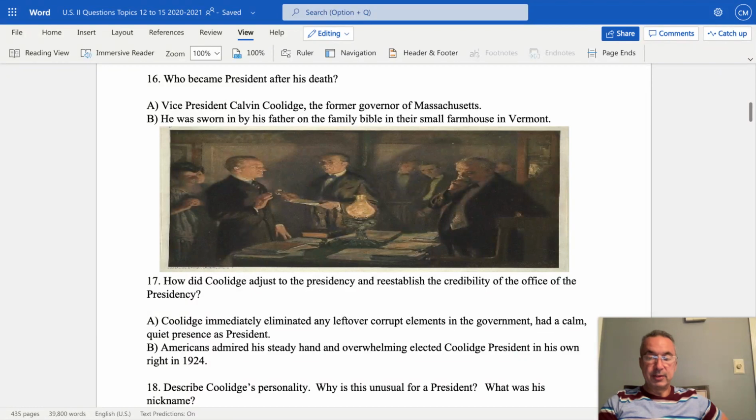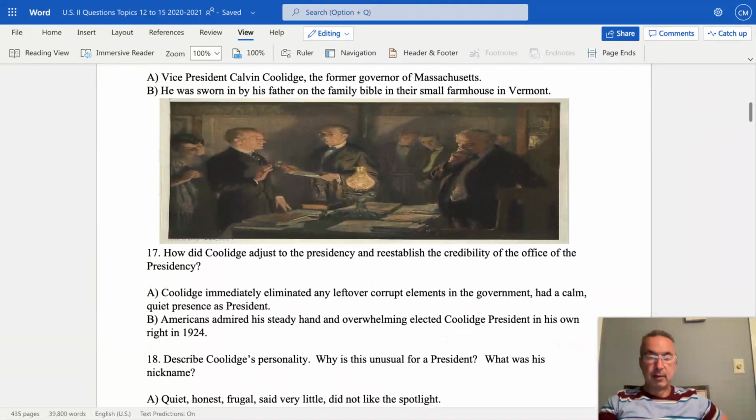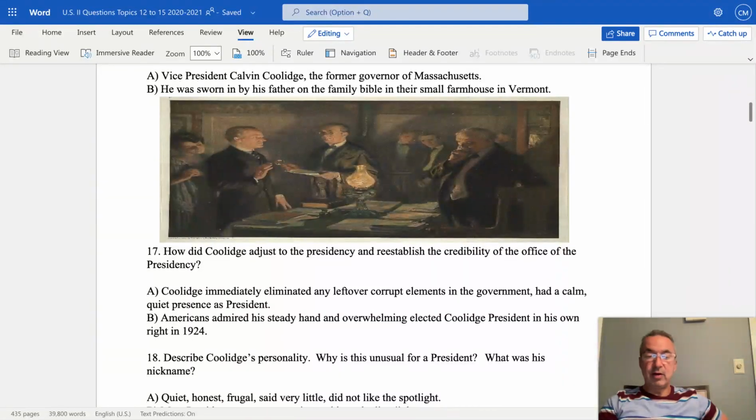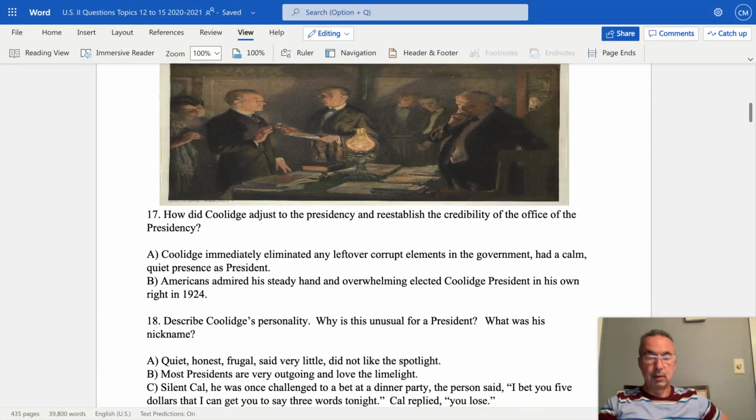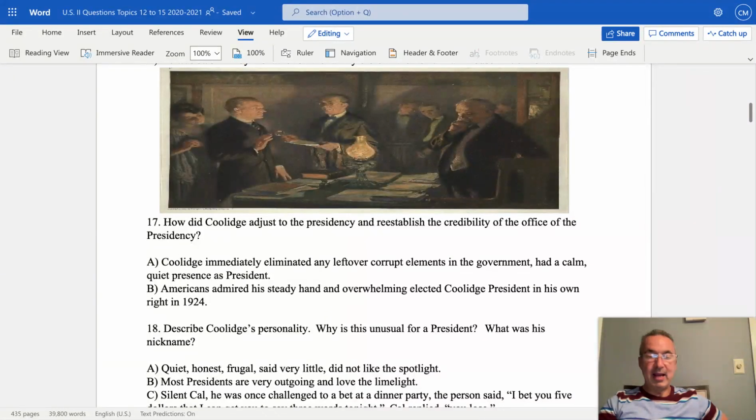Describe Calvin Coolidge's personality. Why is this unusual for a president? What was his nickname? He was quiet, honest, frugal, said very little, did not like the spotlight. And of course, this is very unusual for a president, as most presidents are very outgoing, very gregarious, very much liking shaking hands, kissing babies, giving speeches. They love the limelight, the press. His nickname was Silent Cal.